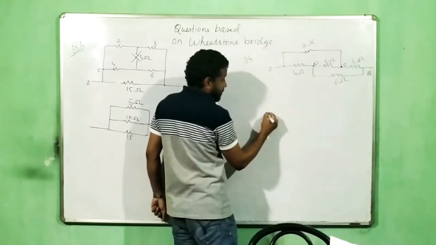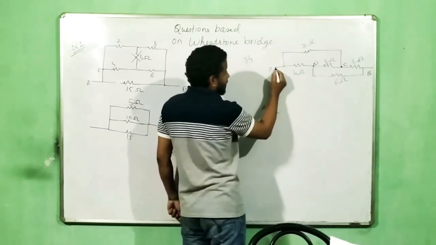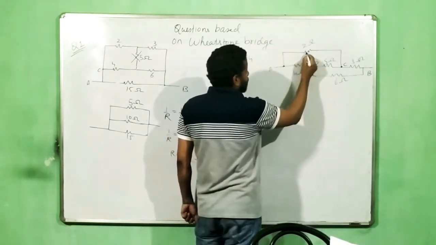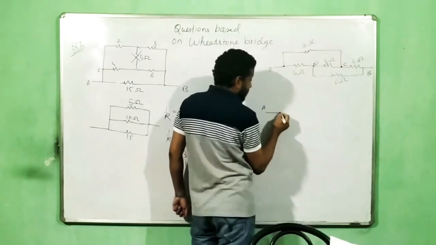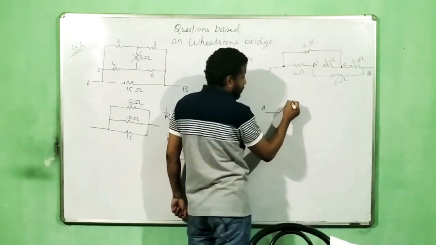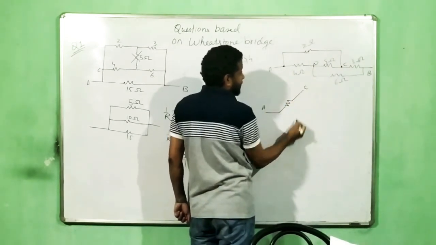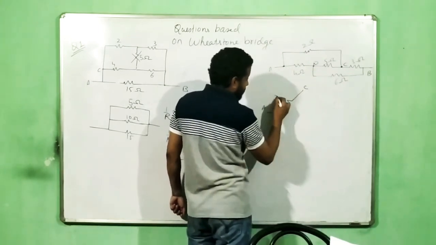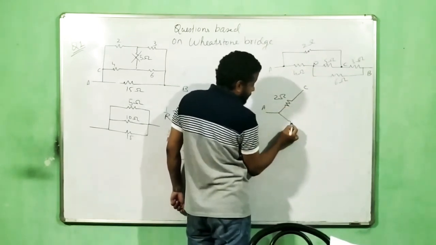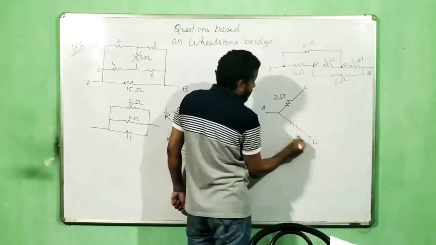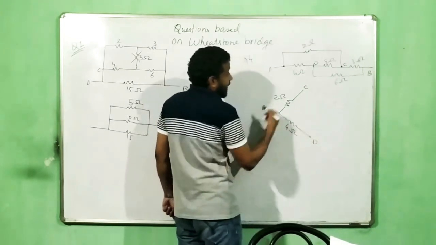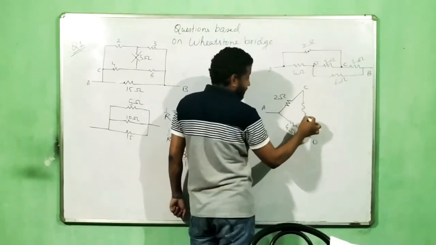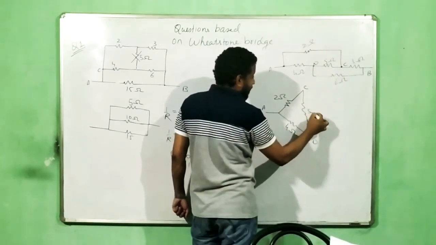Now see what is happening from A. From A, one goes through 2 ohm to point C. And from A, one goes to point D. So this is my 2 ohm, and the one going to point D is my 4 ohm. Okay? And there is a direct connection between C and D, which is equal to 5 ohm.